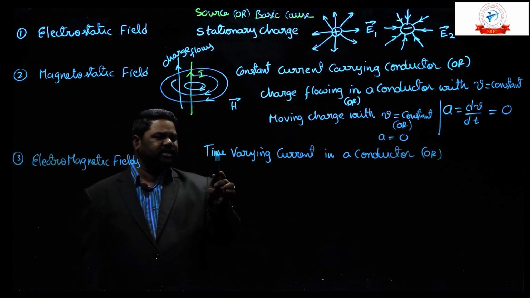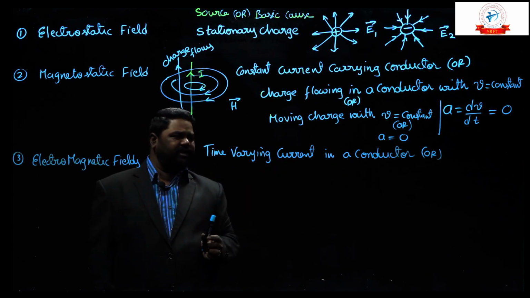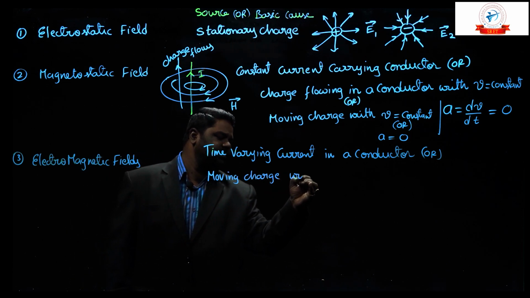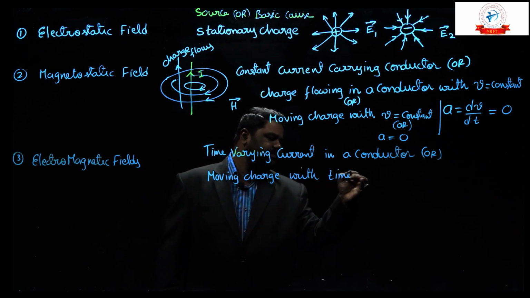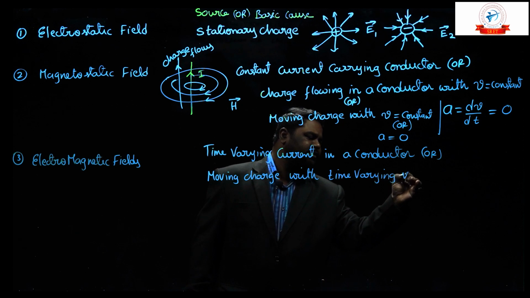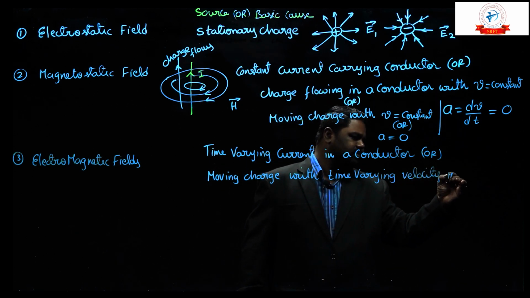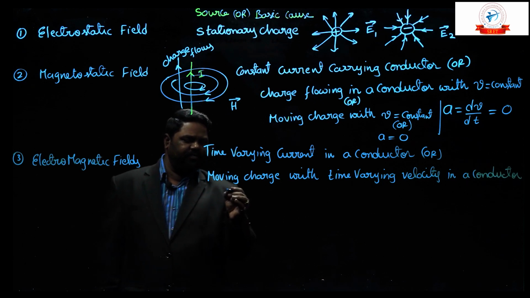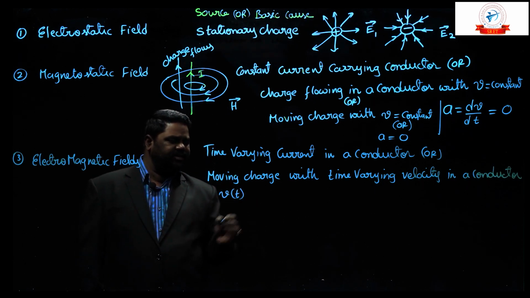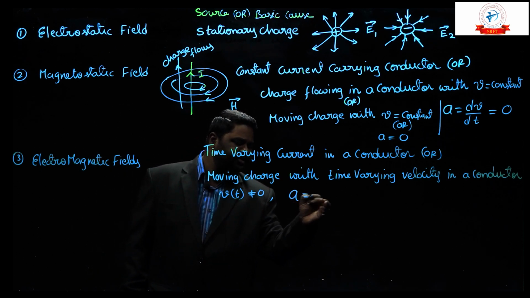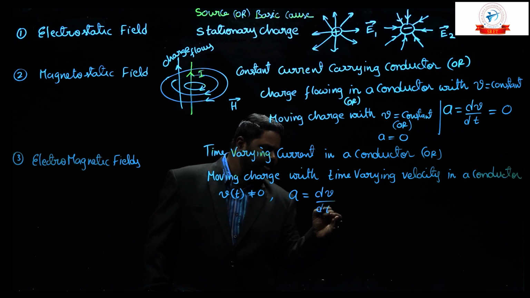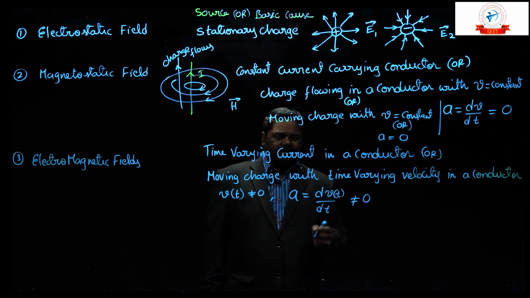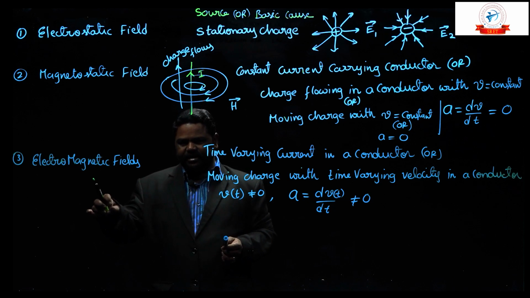So here we say the first cause is a time varying current in a conductor can produce electromagnetic fields, or we can say that a moving charge with time varying velocity in a conductor can produce electromagnetic fields. Here the velocity of the charge varies with time. When velocity varies with time, what happens for acceleration? Acceleration is given by dv by dt, where velocity is varying with time, so acceleration is non-zero. So simply we say that an accelerating charge in a conductor can produce electromagnetic fields.